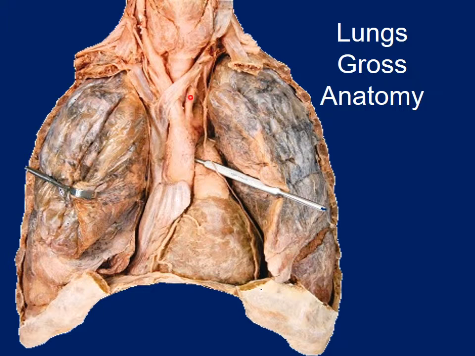The arteries are a little bit more protected than the veins. But so you have the right atrium, the left atrium, and then of course the big left ventricle over here.